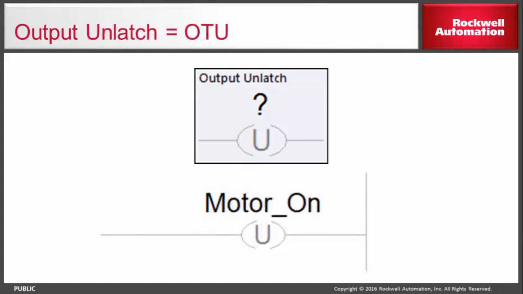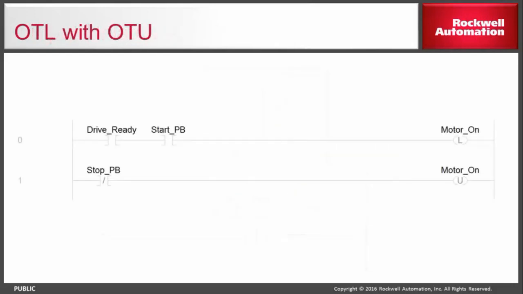For an output that writes a 0 to its associated tag when it has logical continuity, but does nothing when it does not have logical continuity, choose the output unlatch, or OTU, instruction. For example, the output statement, then write a 0 to the motor on tag, else do nothing, would translate as seen here. Because the OTL can only write a 1 to its associated tag, and the OTU can only write a 0 to its associated tag, a pair of these instructions with the same associated tag are typically used to provide both behaviors.